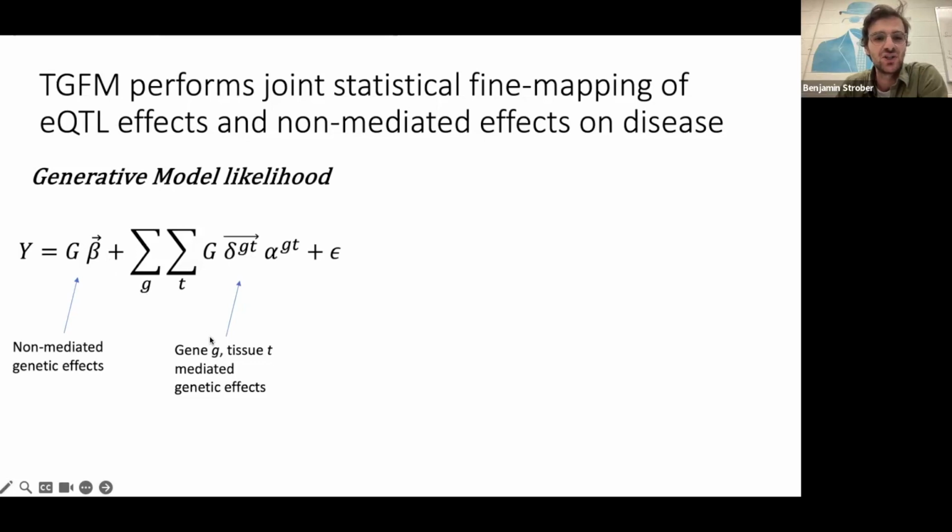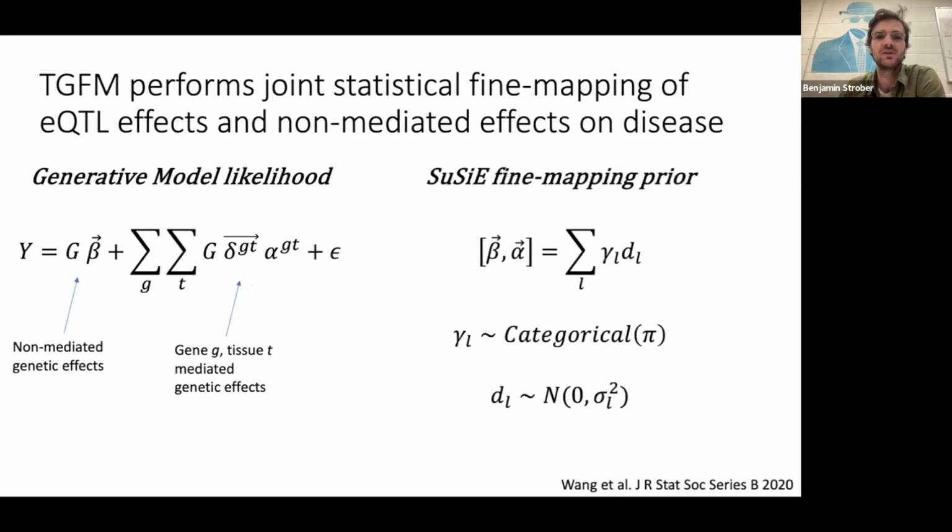And then we have this gene-mediated genetic effects term, where we have an effect from each gene tissue pair, where G indexes genes and T indexes tissues. Again, G is our genotype matrix. Delta GT is the causal eQTL effect sizes. So G times delta GT is the predicted gene expression in gene G and tissue T. And then alpha GT is the causal effect of gene G and tissue T on the trait. And ultimately, what we'd like to do is learn about this beta vector and this alpha vector. The beta is the vector of causal non-mediated variant to trait effects, and alpha GT across genes and tissues are these gene to trait effects in a specific gene and specific tissue.